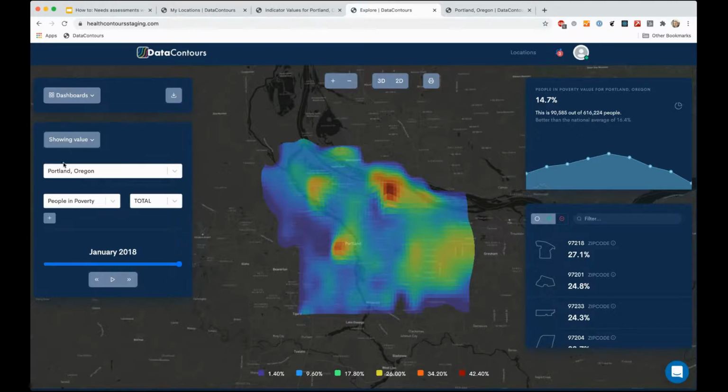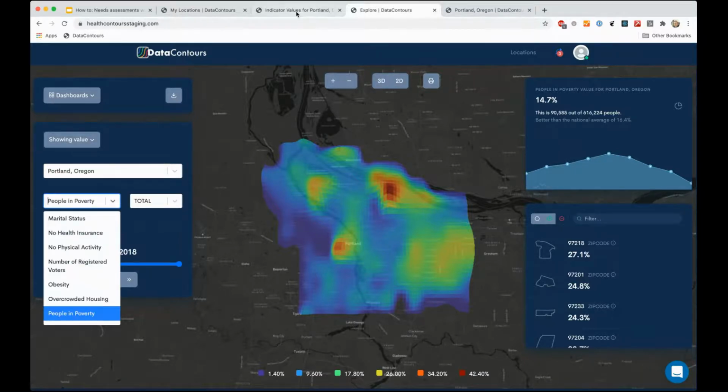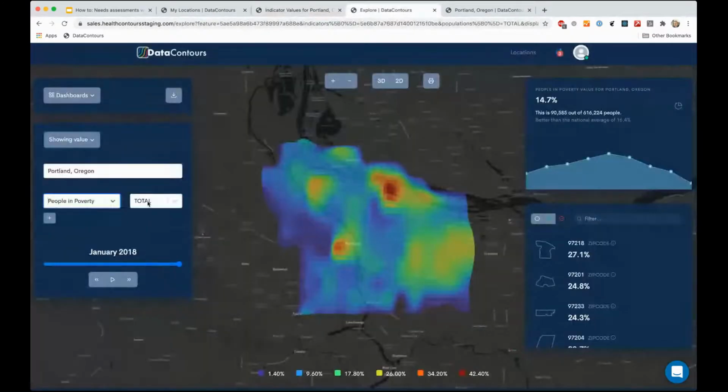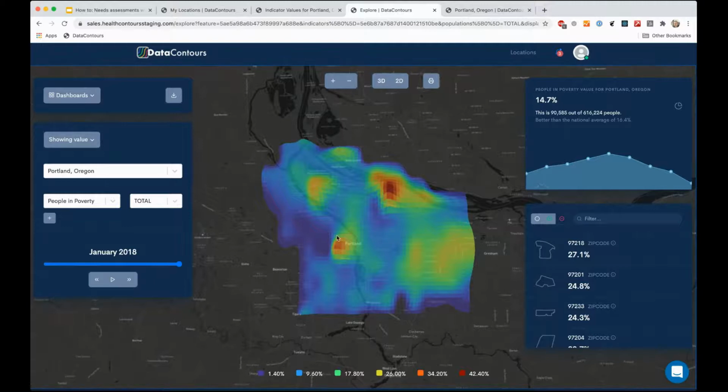And then over here, we've got on the left, the navigation. So you can select different areas. For us, we can select Portland, the region, or Multnomah County. You can also browse the individual indicators. So all the indicators that you see on this table, you can also access. And where we have population level data below, you can access the subpopulation data too.